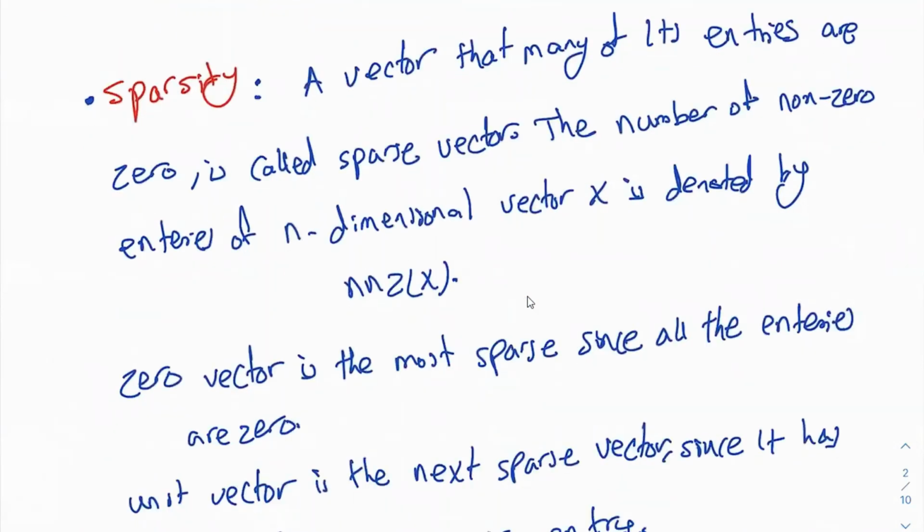Sparsity is a very important concept, widely used in real-world applications because it significantly reduces the amount of computation, time complexity, and space complexity as well.